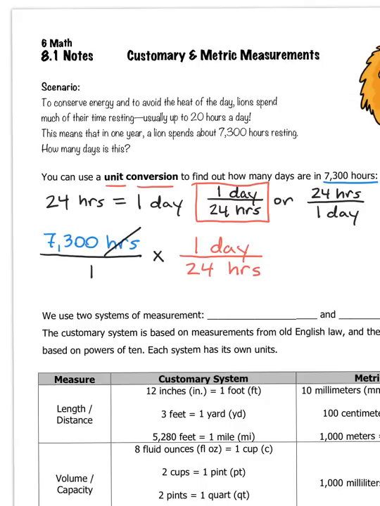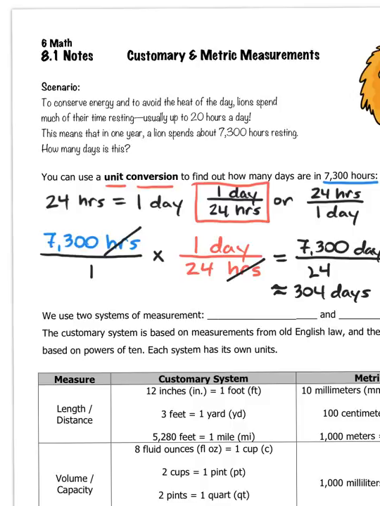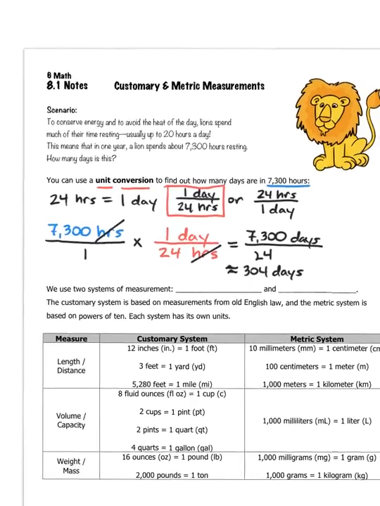Hours in the numerator here and hours in the denominator here will cancel. And so we're left with 7,300 times 1, which is 7,300 days, divided by, in the denominator we have 1 times 24, which is 24. And so this is 7,300 divided by 24, which is approximately 304 days. Okay, so that's a review of how to convert from one unit to another.